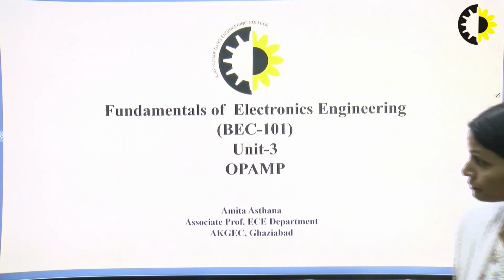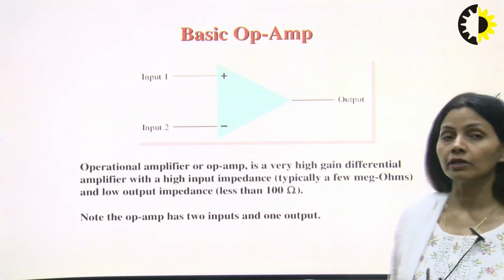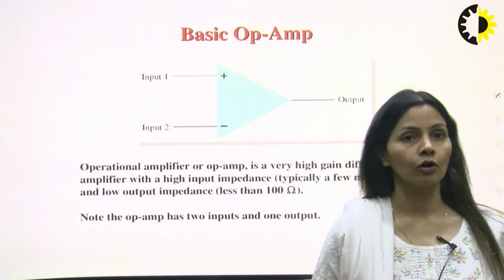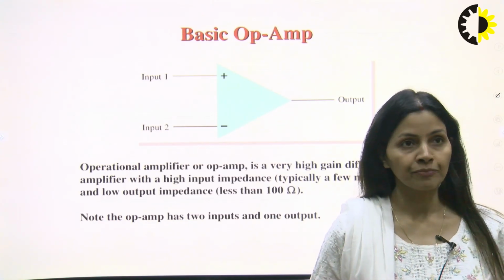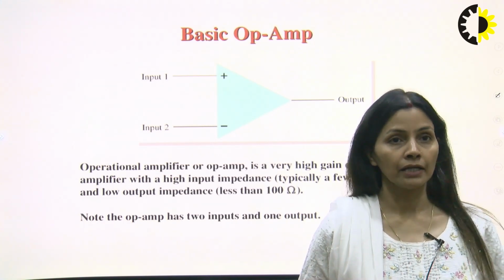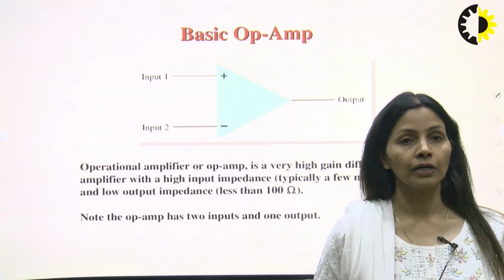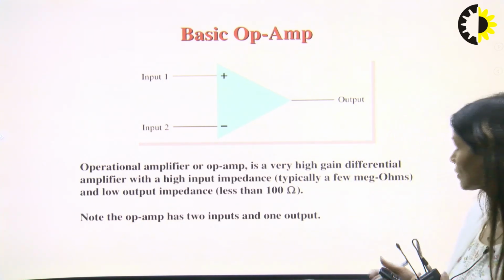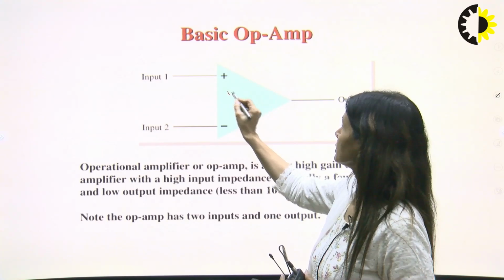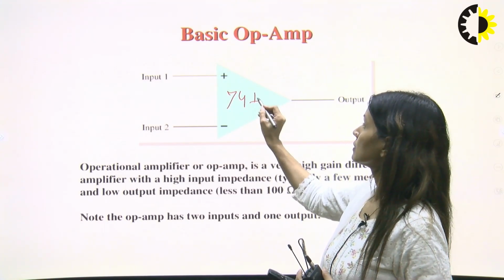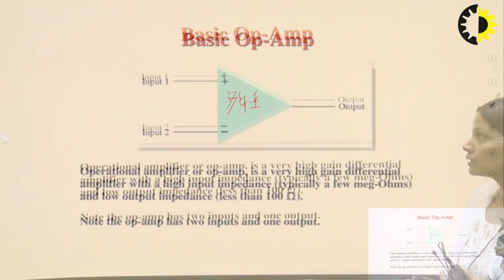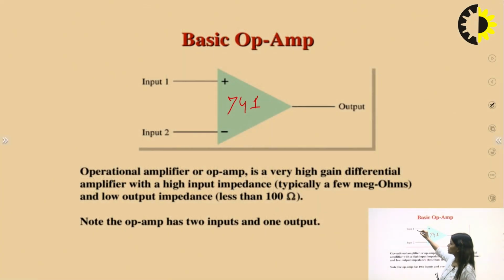And here in this particular circuit, we will study all the concepts of operational amplifier. This is basically an integrated chip, IC 741. This is 741 IC. Here it has two inputs. First is non-inverting and another input is inverting. So it has two inputs and one output.